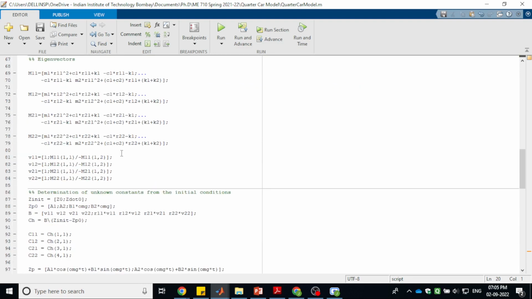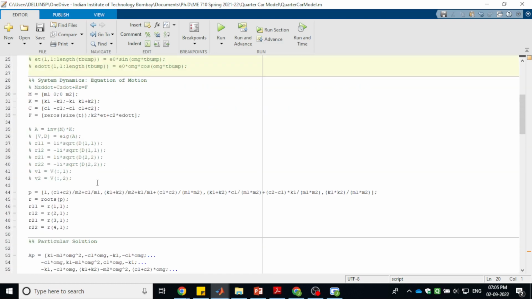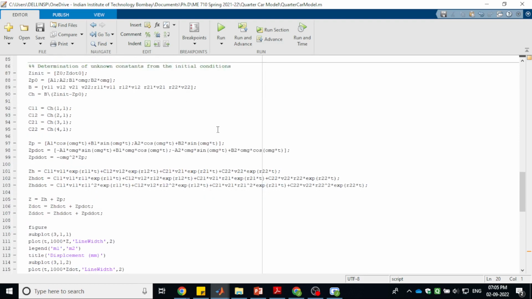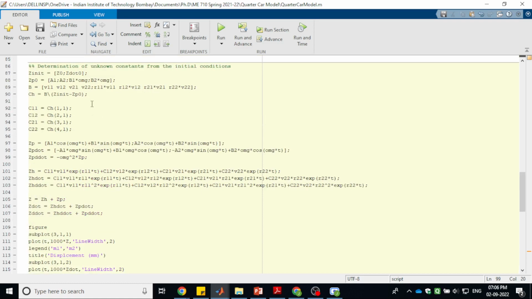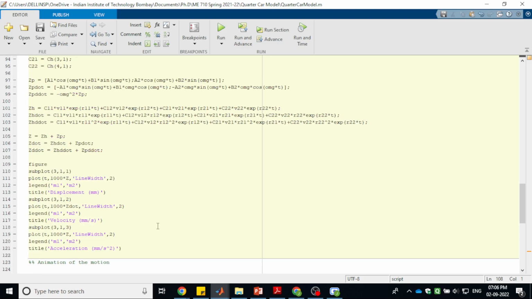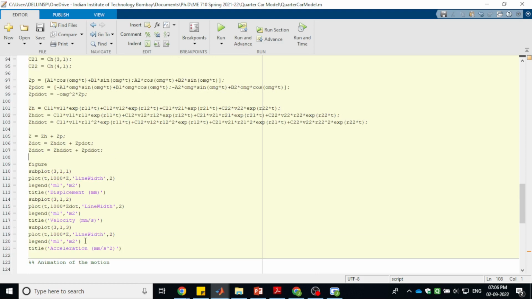We will derive the eigenvectors, and then the eigenvalues will be determined as roots of the characteristic equation, and we will write down the general solution in this block, where we find out the unknown constants from the initial conditions. Here in this part we combine the particular solution and the solution to the homogeneous differential equation, and then we plot this response in this block. And here we have the code for animation of the motion.